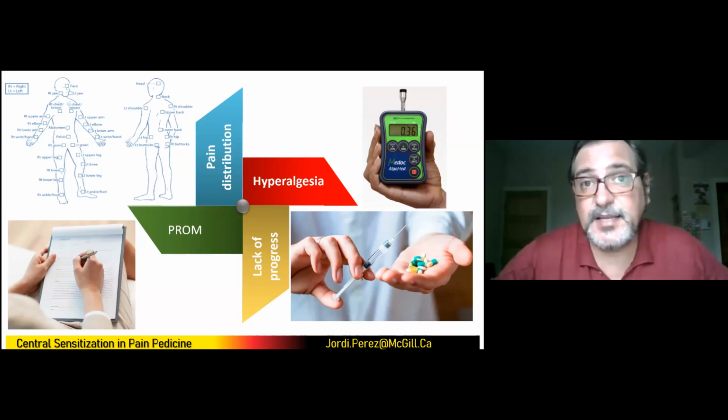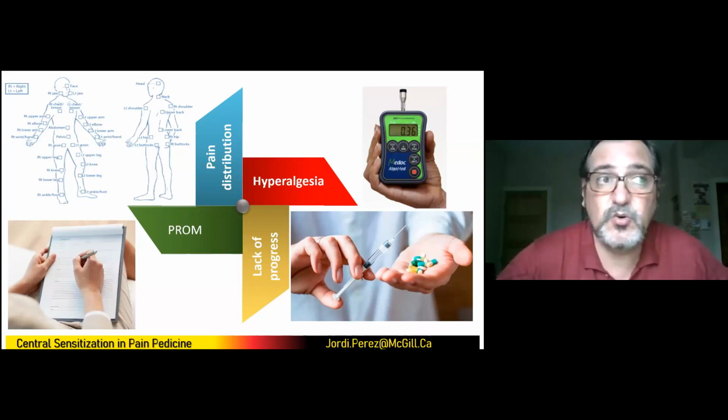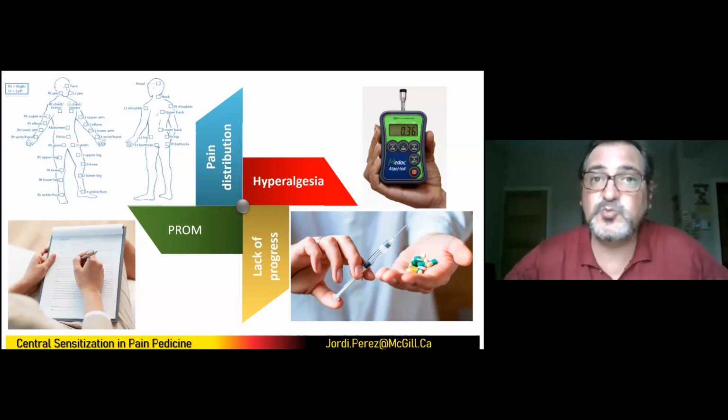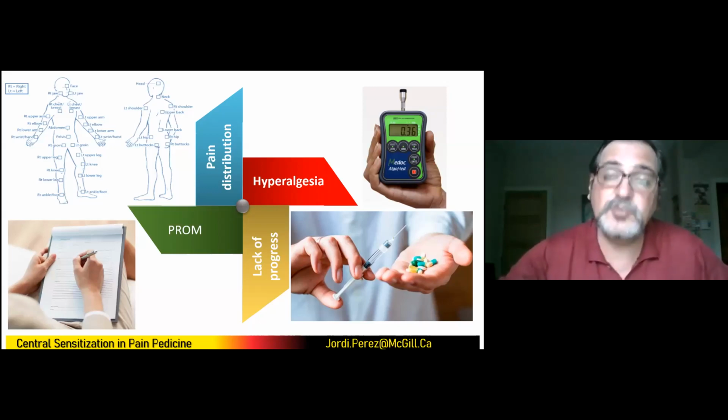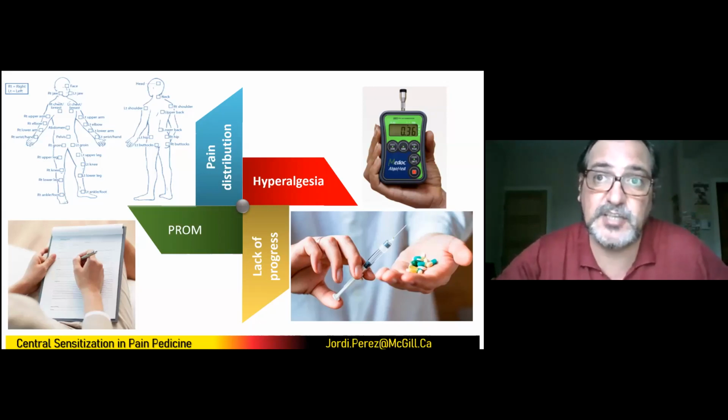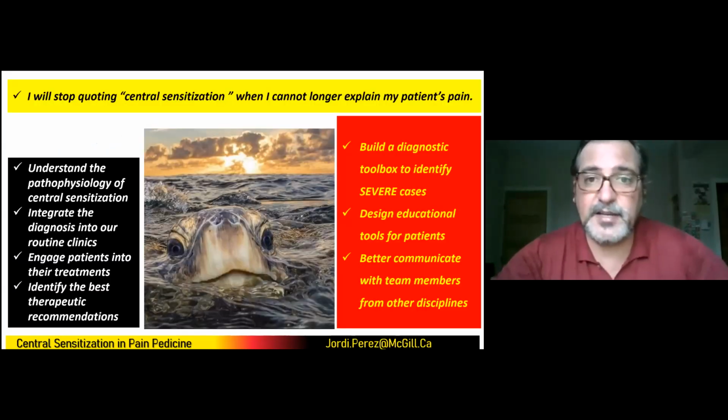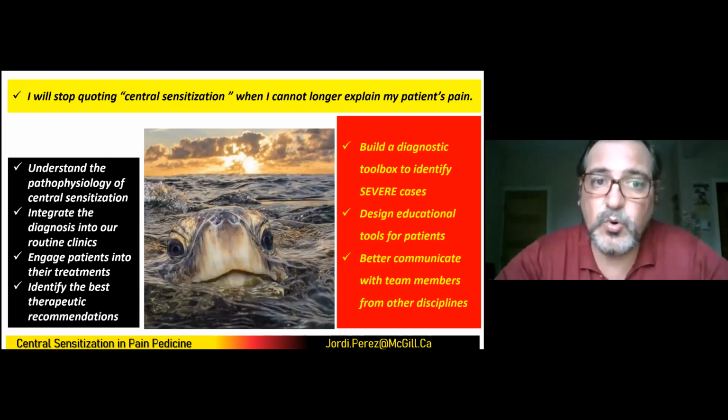And we keep telling patients that sometimes the lack of response is also a good response, because at least we know what should not be repeated, and we know where the pain is not coming from. So in certain patients, when we treat the periphery and see a lack of progress, we might want to integrate the possibility of central sensitization into our diagnosis. And this is my final slide. I will stop quoting central sensitization when I can no longer explain my patient's pain. Before I say central sensitization next time, I pledge to provide the symptoms and signs that explain it.